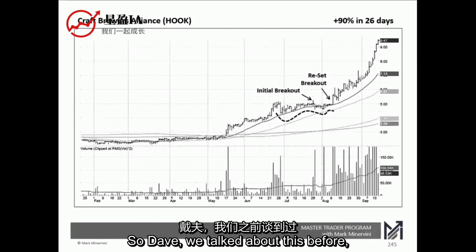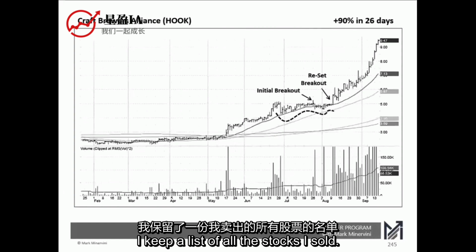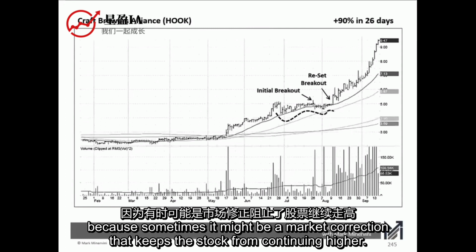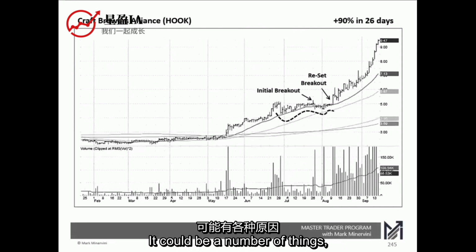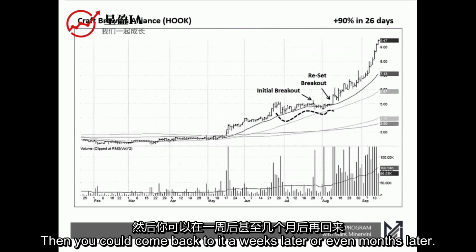So you want to look sometimes, and again, Dave, we talked about this before, where when we sell a stock, we don't necessarily just throw it away. We keep it on a list. I keep a list of all the stocks I sold, and I still watch them for a number of days, even weeks after. You do the same, right, Dave? Yeah, because sometimes it might be a market correction that keeps the stock from continuing higher. It could be a number of things, but especially if a stock has great fundamentals and a great setup but is just not ready, then you could come back to it weeks later or even months later.